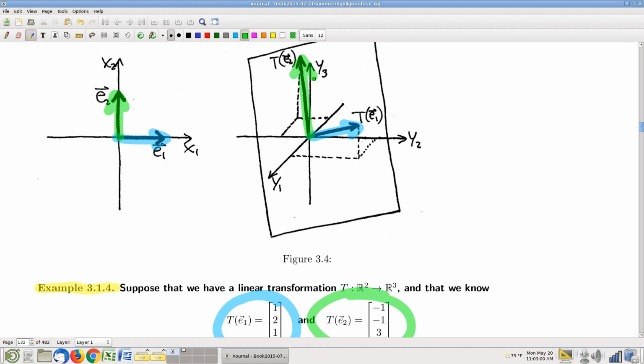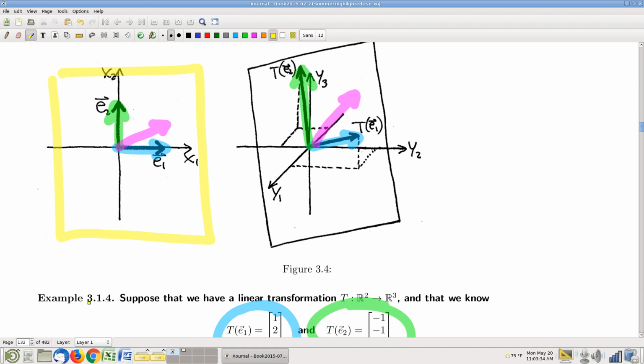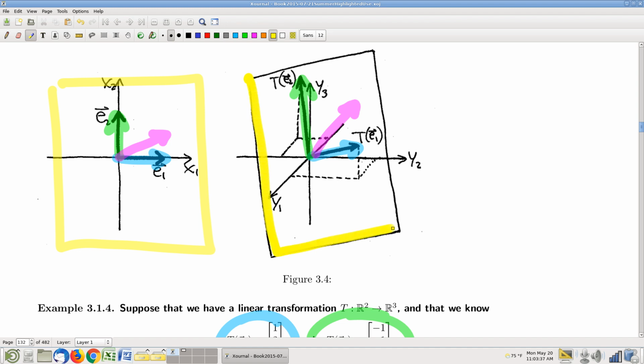So, for example, this vector here, that's E1 plus half E2. Well, its image is going to be T of E1 plus half T of E2, etc. In fact, I appeal to your geometric intuition. Everything in the domain, being as it is a linear combination of E1 and E2, all of those images are going to be linear combinations then of T of E1 and T of E2.